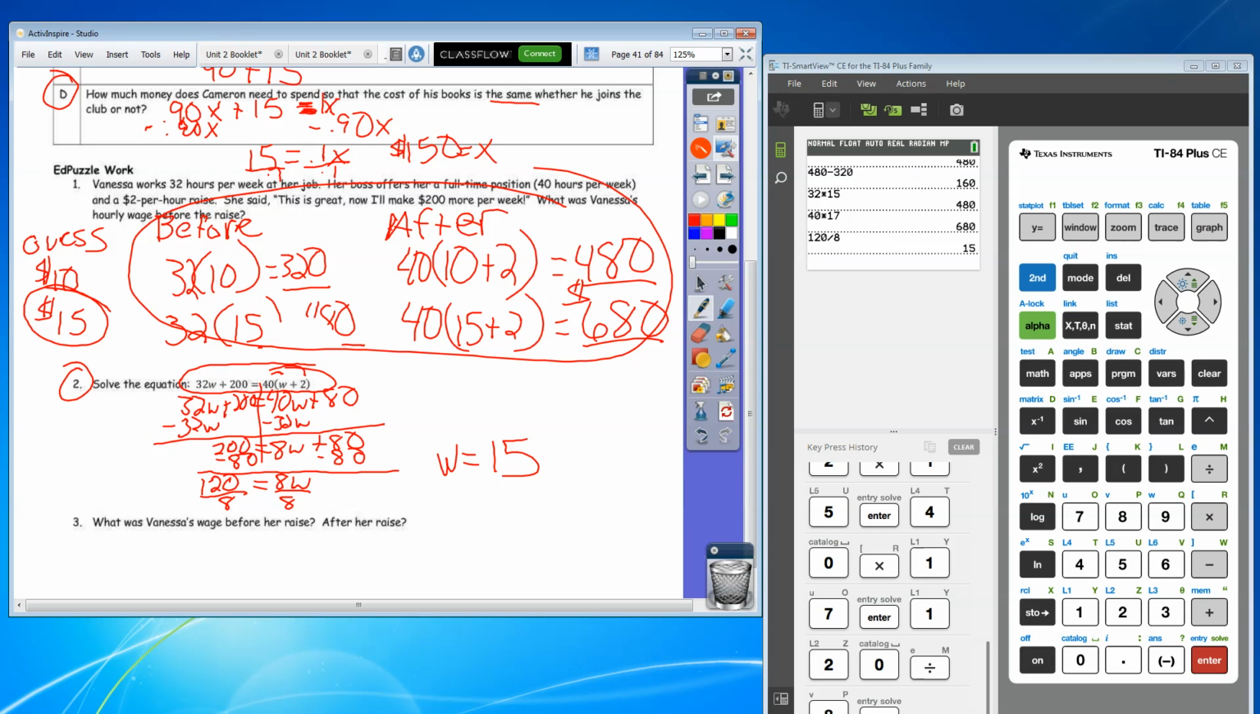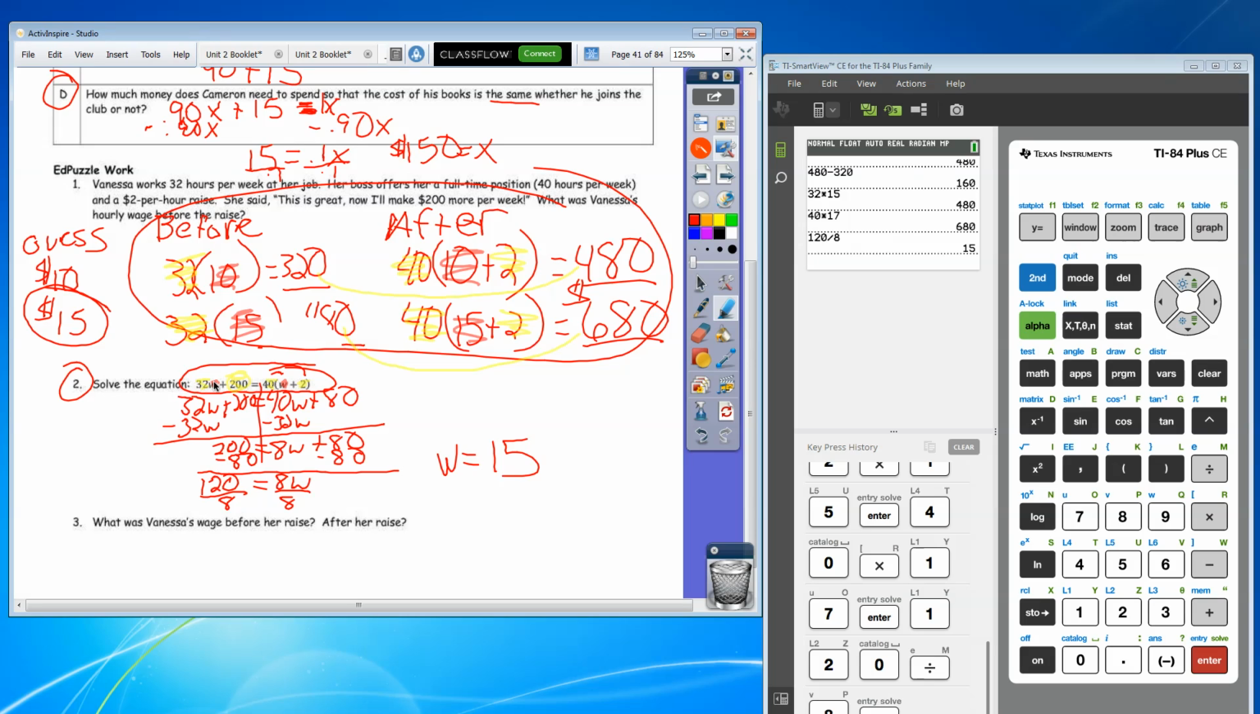So notice what stayed the same here. The 40 always stayed the same, and that's part of the equation. The 2 always stayed the same, and that's part of the equation. The 32 always stayed the same, and that's part of the equation. And we were always trying to see, was there a $200 difference? That's where this came from. What changed? The $10 changed, the wage. The $15 changed, and over here as well. So that is where the variable came from.